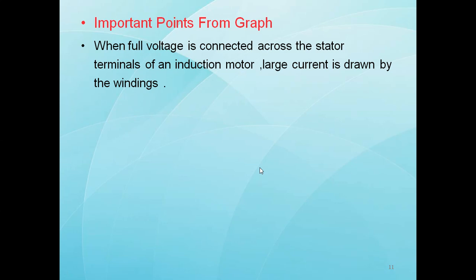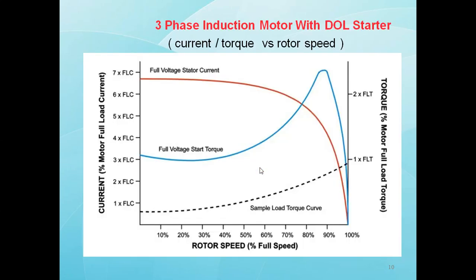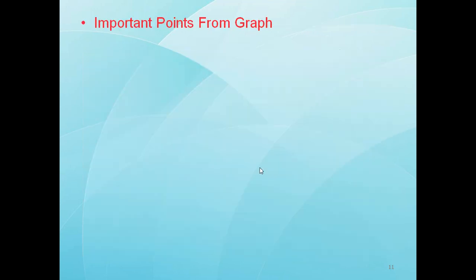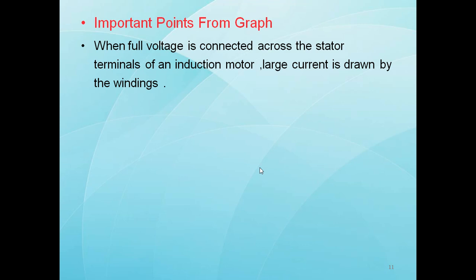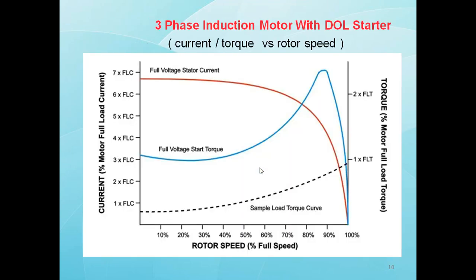So from this, note this curve. This is the curve between current, torque versus rotor speed. From these points, when full voltage is connected across the stator terminals of an induction motor, large current is drawn by the motor. You understood? One minute, I will show.